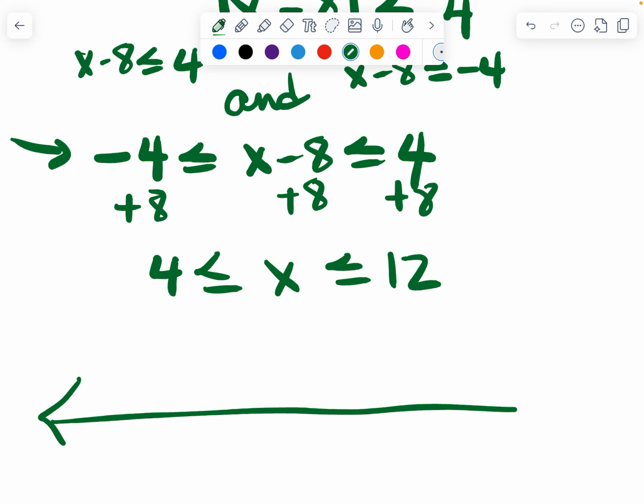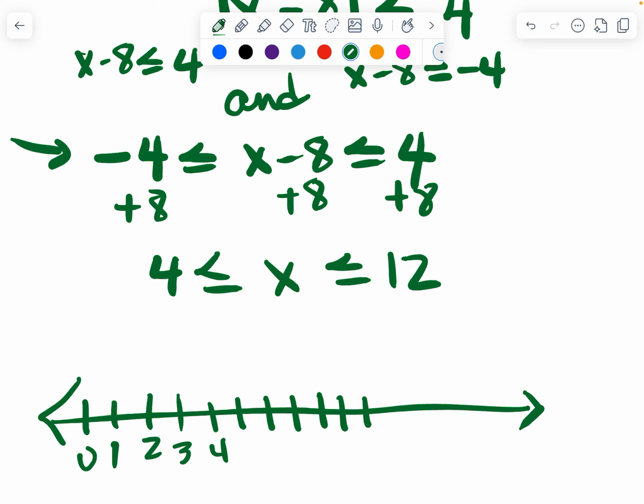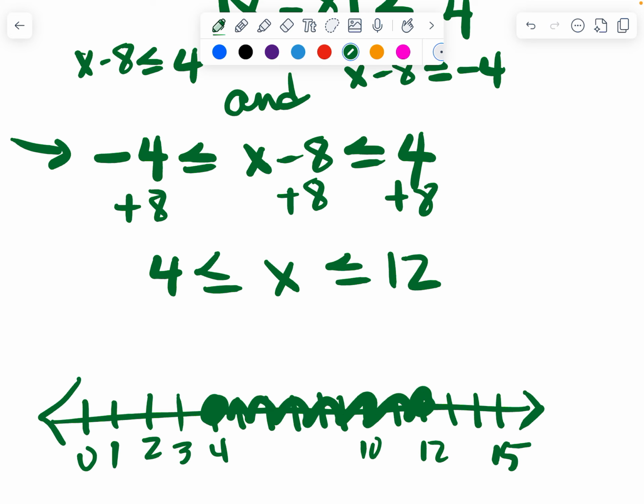And when I graph that, 2, 4, 5, 6, 7, 8, 9, 10, 11, 12, 13, 14, 15. It is a closed dot at 4, a closed dot at 12, and it's everything in between.